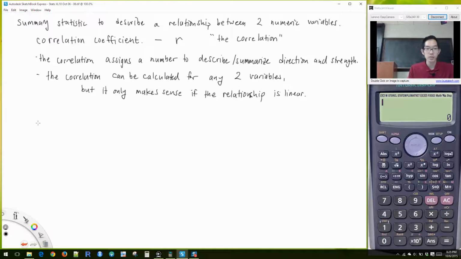Okay, and so let's talk about R. So R is always between -1 and +1. Okay, so the sign of R is the direction of the relationship. So if R is positive, then the direction of the relationship is positive.